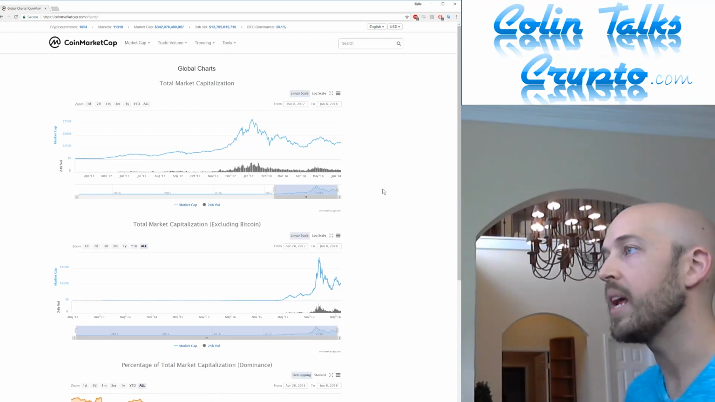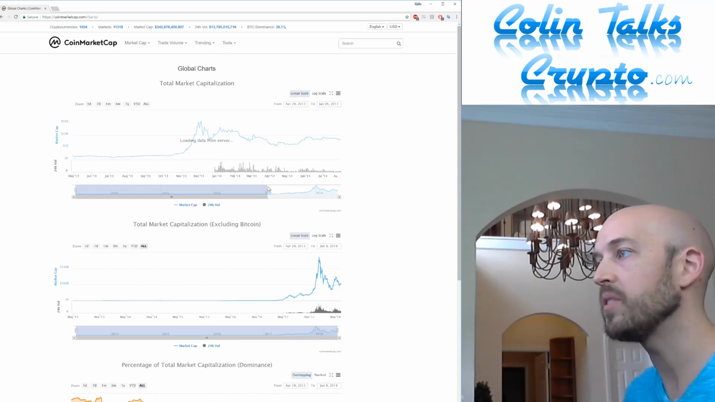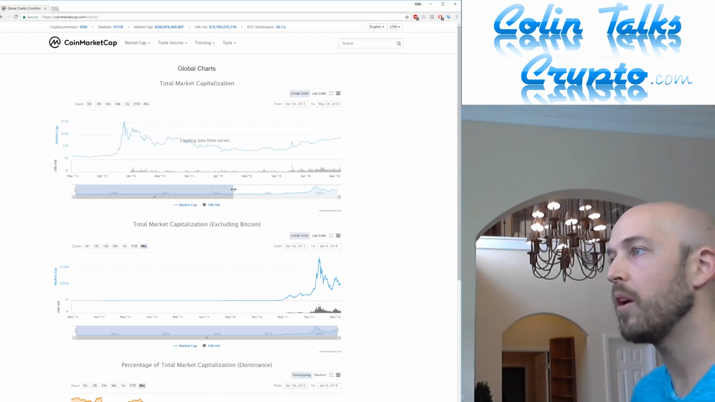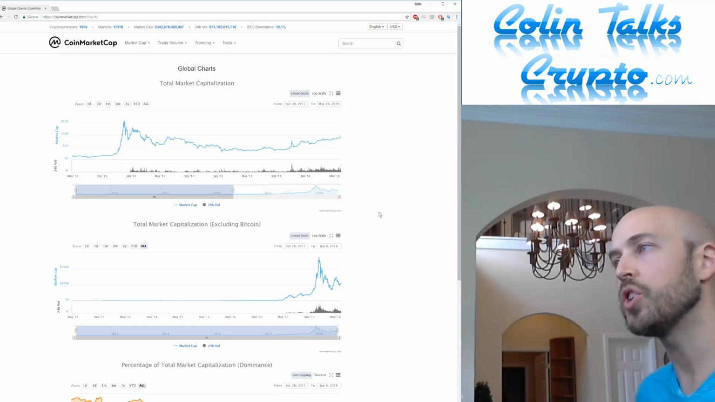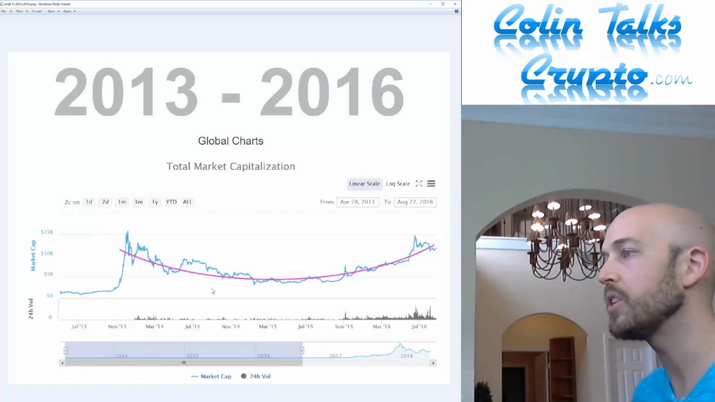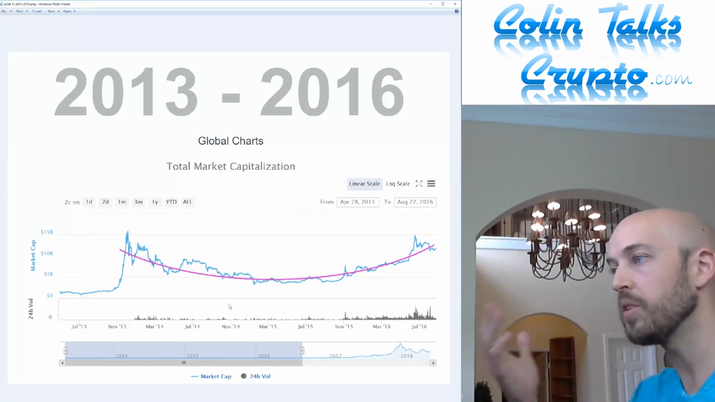So I did an image that shows this last 2013 to 2016 bull right here. Let me zoom in a little bit. So this shape, just to show the pattern that I see. And I did my best with that pink line to show what I'm saying there. I mean, there's the bull shape.